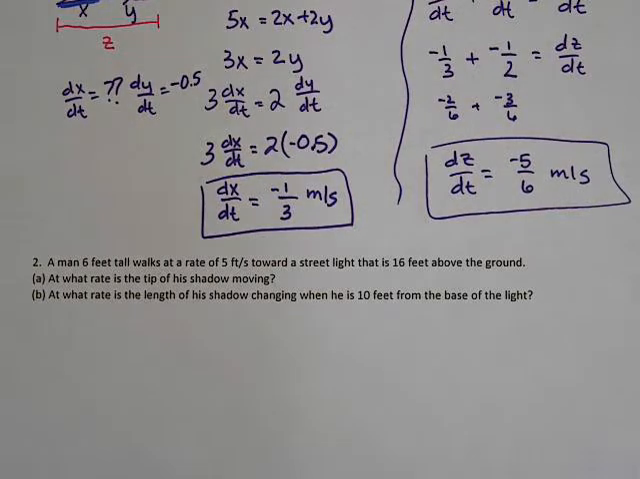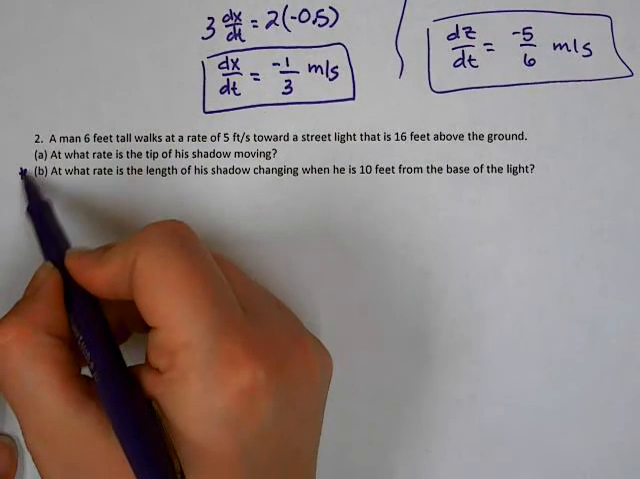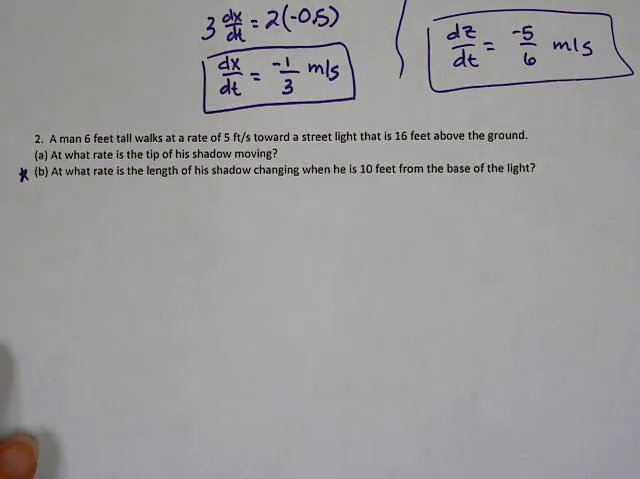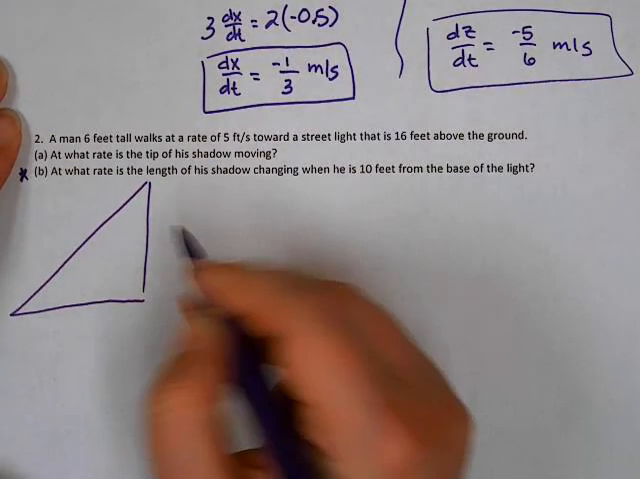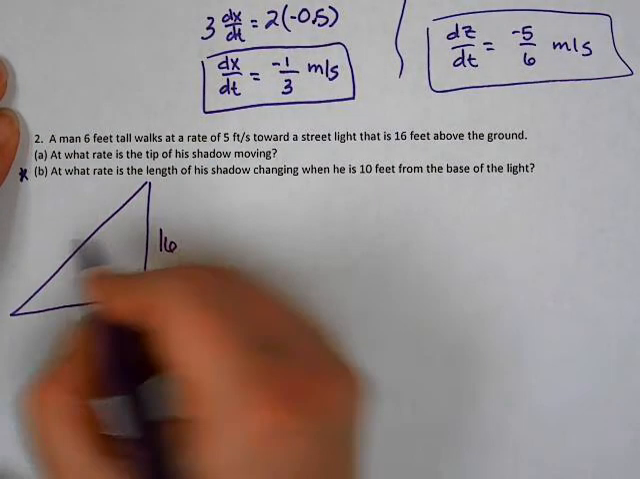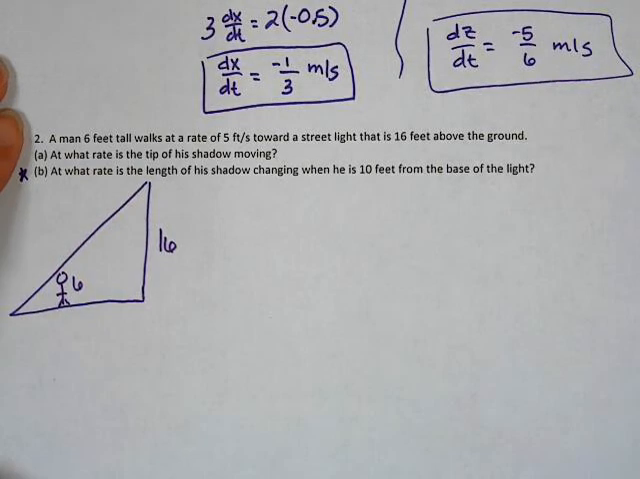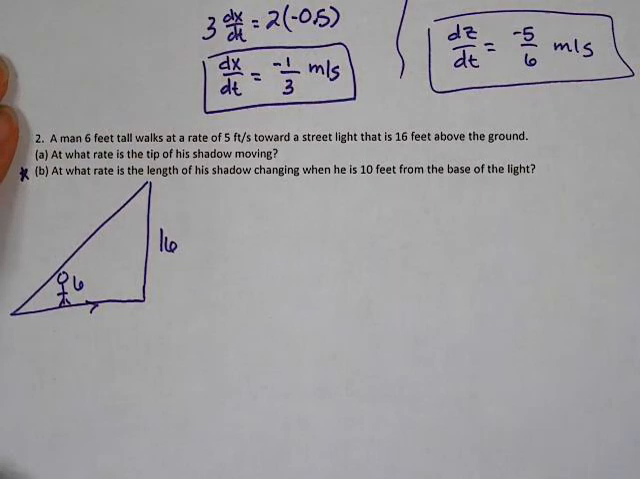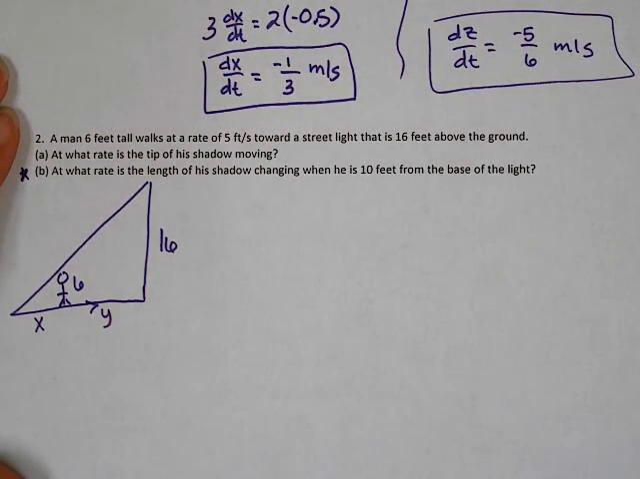Question 6 is very similar, but if you notice, parts A and B are switched, so we're going to actually do part B first. A man is 6 feet tall, walks at a rate of 5 feet per second towards a street light that's 16 feet above the ground. So here we go. 16 feet above the ground. Here's my dude. He's 6 feet tall. And he's walking towards the lamppost. So I'm going to again call this x and call this y.